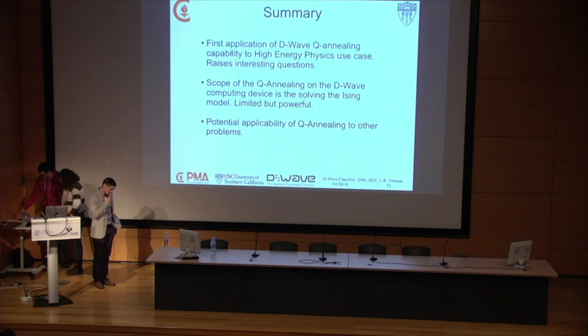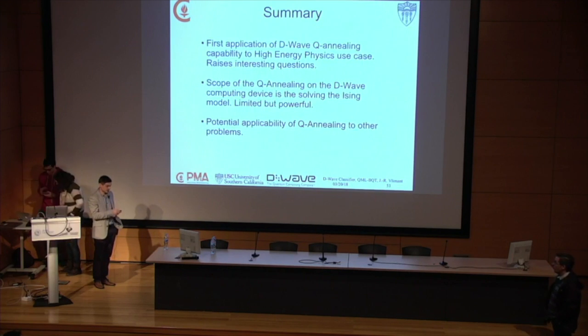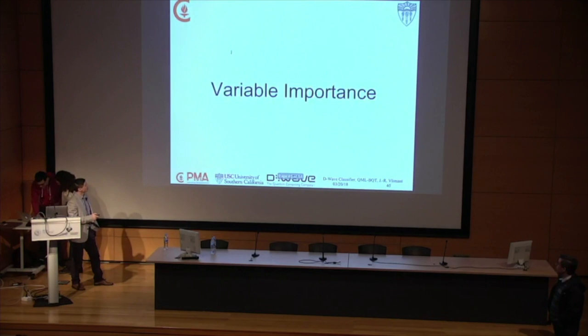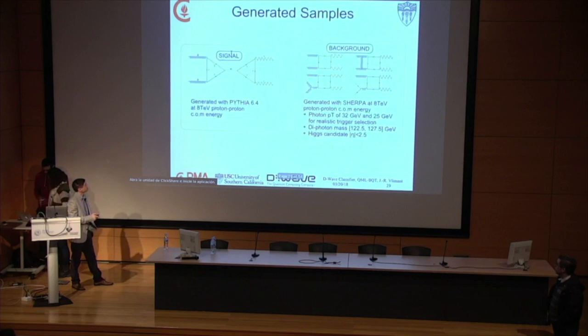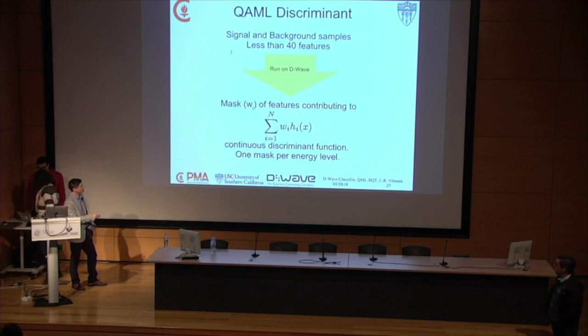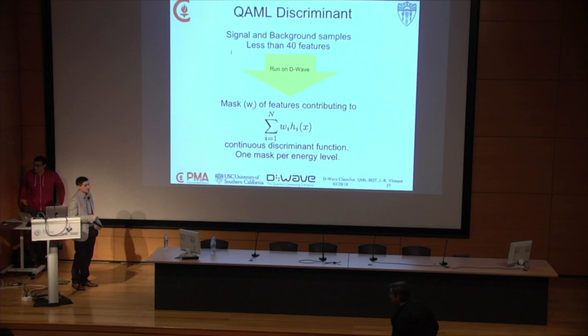The time per classification. So the inference part is not done on the D-Wave hardware. Only the training is done there. Maybe I can come back to this quickly. Yes. So you build these two data sets with features, run on the D-Wave to get the weights here, and once you have these weights, then it's purely classical, and you just evaluate this strong classifier.